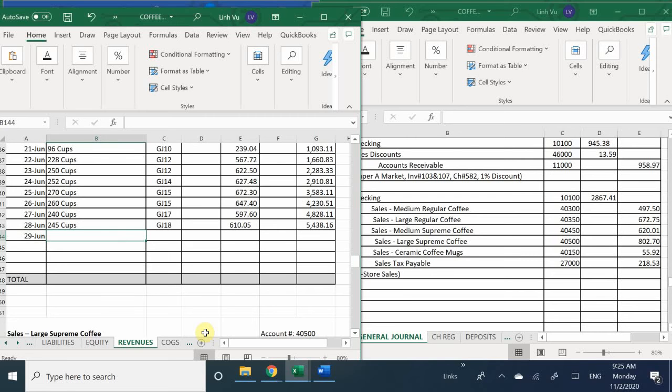Date, 249 cups, GJ20, 6/20/01, giving a total of $6,058.17. Good.